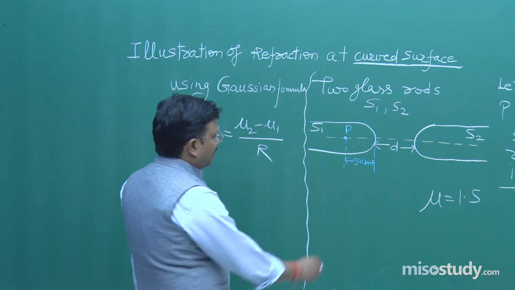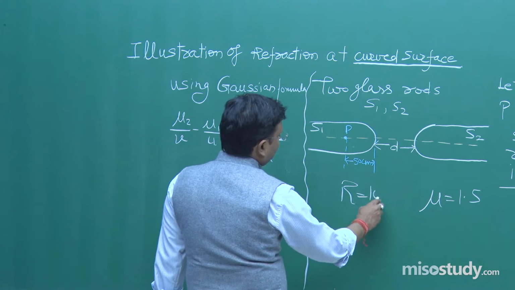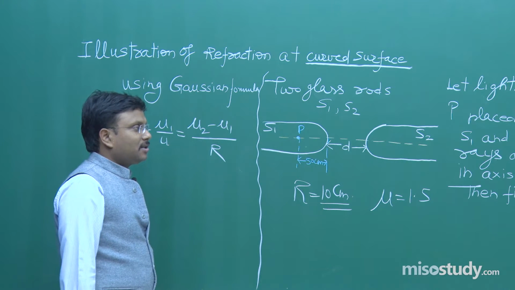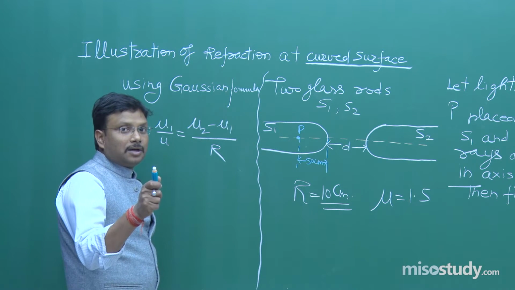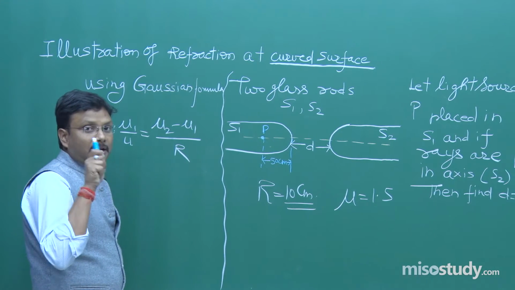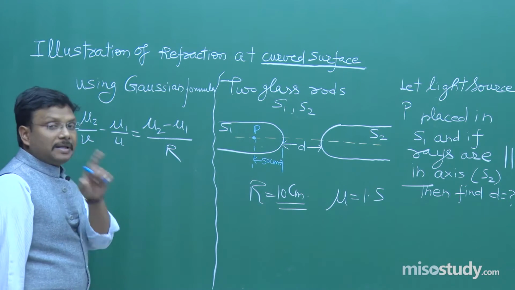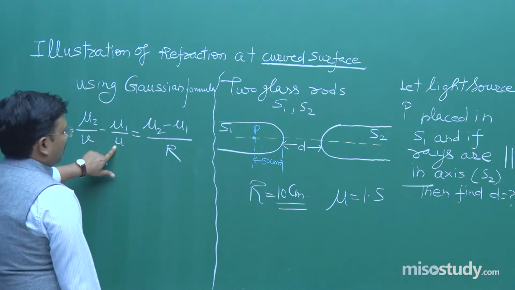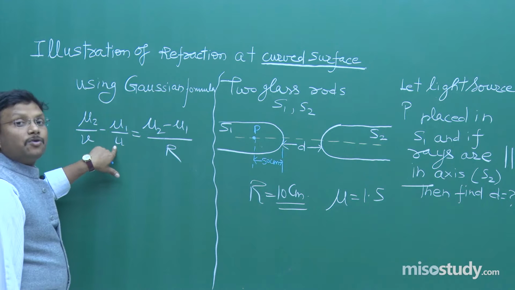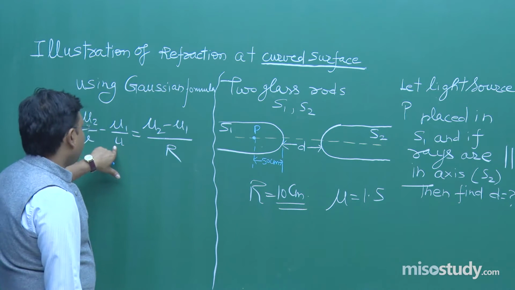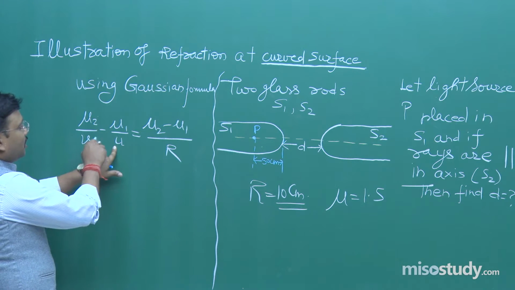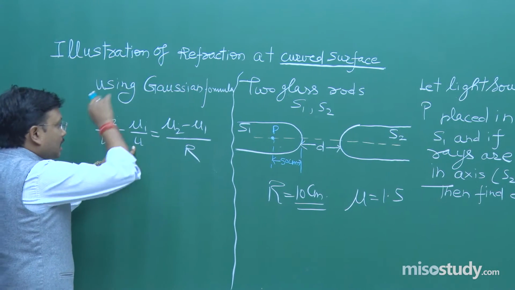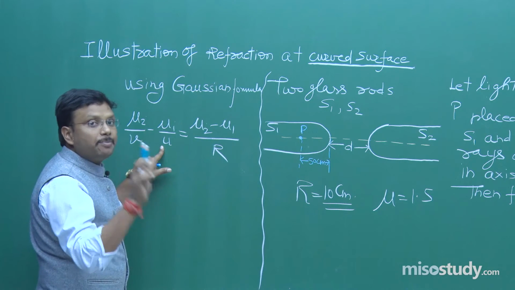Fine. Now let's say R is equal to 10 centimeters. This is something which is given in the problem. I specifically picked this illustration just to prove that the IIT JEE exam, if you are a regular committed student, is the simplest exam to crack. Now over here, please try to understand the terms which I am going to explain. One is mu2 upon V, mu1 upon U, mu2 minus mu1 upon R. All these terms I derived in one of my previous videos.